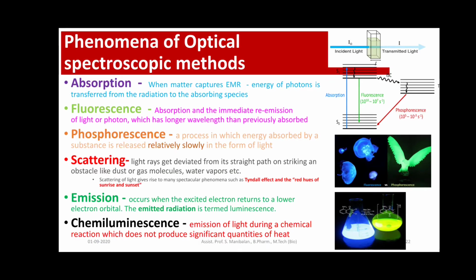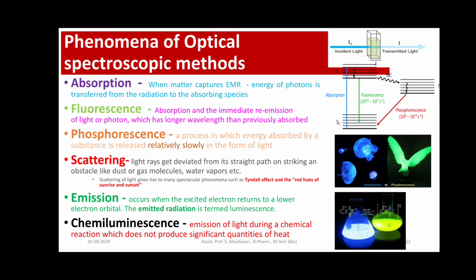Okay, phenomena of optical spectroscopy methods. What are the phenomena? We already knew that a spectroscopic method means we are going to measure the transmitted light, right? And we are going to conclude what the concentration or any other property of the sample is, right? So there are a few phenomena: absorption, fluorescence, phosphorescence, scattering, emission, and chemiluminescence. These are the phenomena used in spectroscopic methods to identify or analyze the sample.